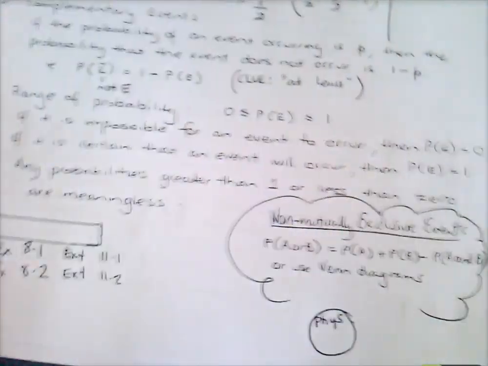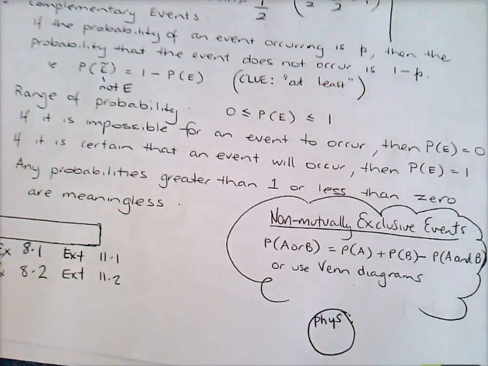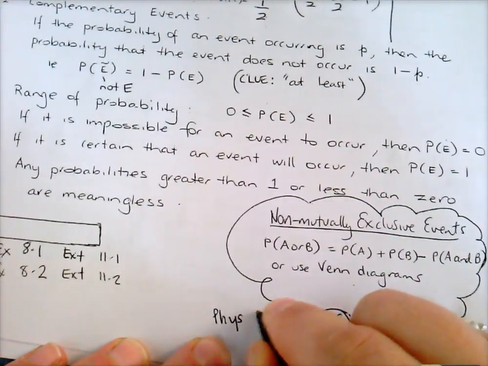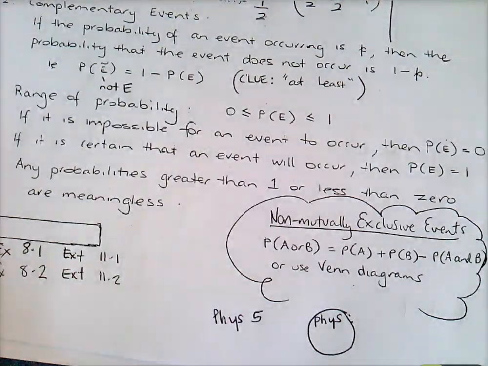Now, you can use Venn diagrams for this, but I'm going to ask you a question now. How many people in here study physics? Hands up. I've got 1, 2, 3. Big hands, please. 1, 2, 3, 4. Only 5 people in here that study physics, right? So I've got physics, 5.